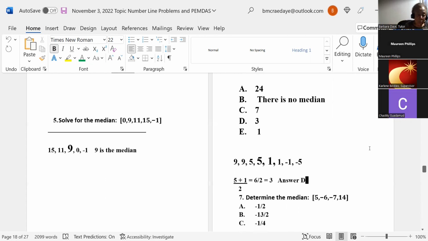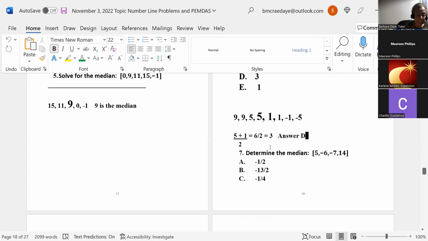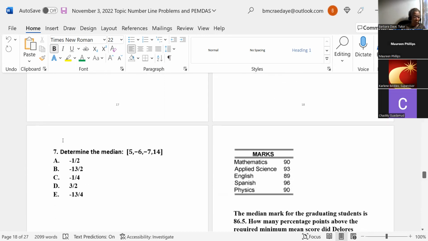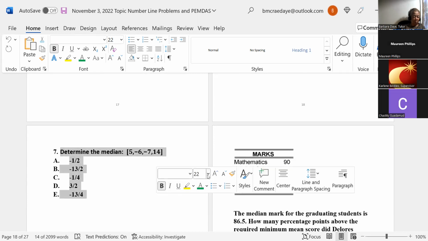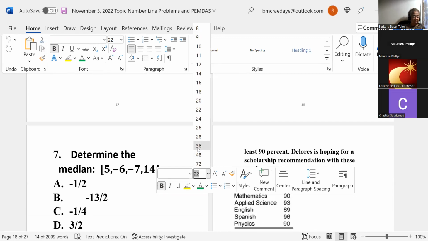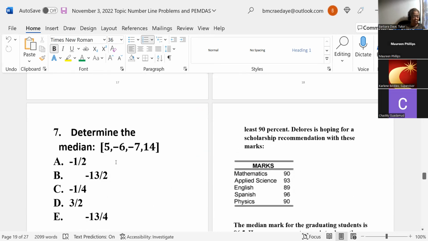Okay, we're going to do just one more, and that's one that has a negative. Let's just do this one. Just make that bigger. Okay, so you have 4 numbers. That means it's even. 2 numbers are going to be sitting in the middle, right? Mm-hmm. Put them in order and average the 2 that are in the middle. That's right.